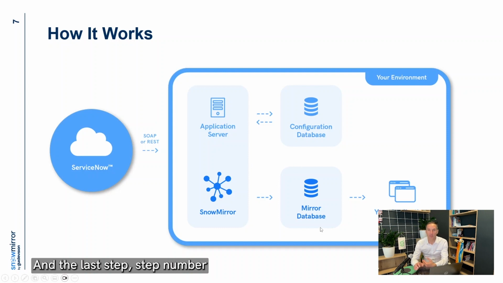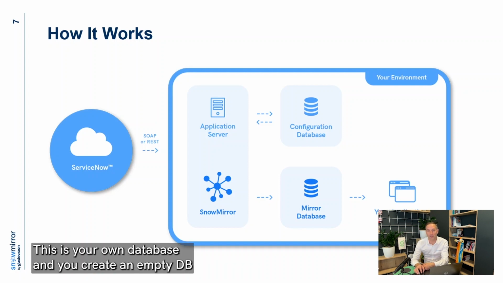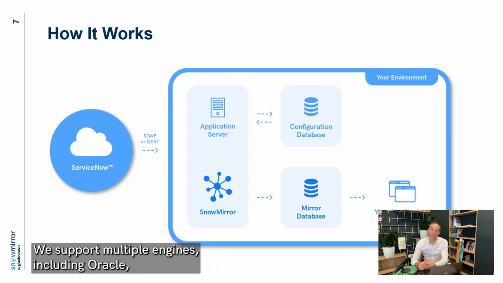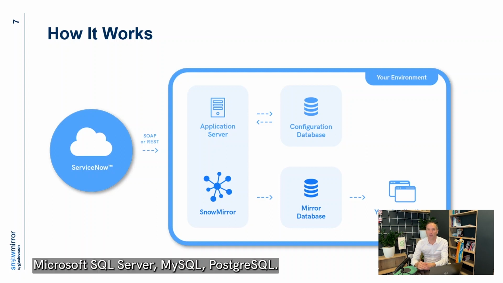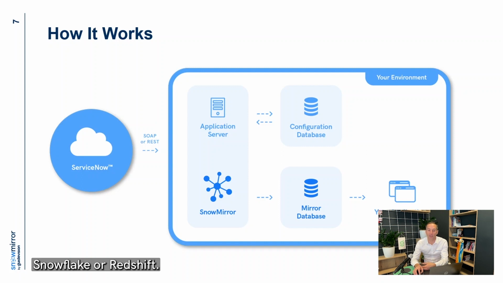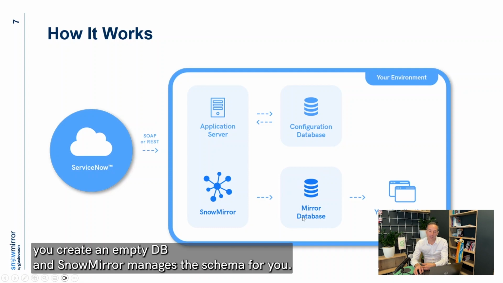And the last step, step number 3, is creating an empty database. This is a key takeaway here. The database is not part of the product. This is your own database. And you create an empty DB in your existing database infrastructure. We support multiple engines, including Oracle, Microsoft SQL Server, MySQL, Postgre, even the cloud-managed databases such as Azure SQL or Snowflake or Redshift. The key message here is you create an empty DB and SnowMirror manages the schema for you.